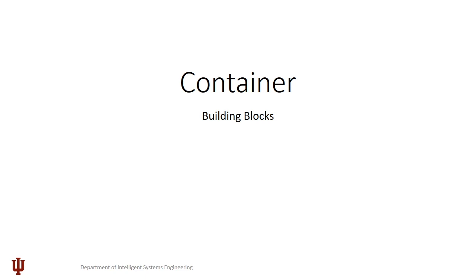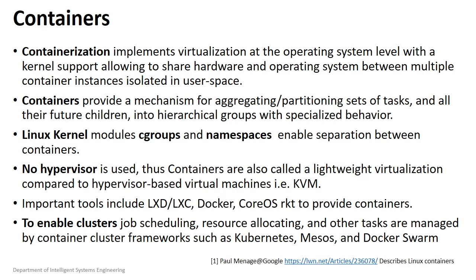Let's take a look at the building blocks that are needed in order to build a container system. Containers and containerization implement virtualization at the operating system level. We pointed that out, with kernel support allowing to share hardware and operating systems between multiple containers. Remember, this is what we've said to you earlier. This is really an important piece. Containers provide a mechanism for aggregating and partitioning the set of tasks and all their future children into a hierarchical group with specialized behavior.